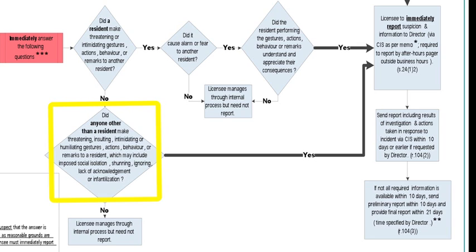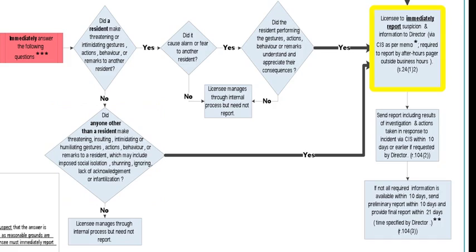If it's anybody else, if it's staff, family, volunteer, anybody other than a resident, did anyone make threatening, insulting, intimidating or humiliating gestures, actions, behavior, or remarks, which may include imposed social isolation, shunning, ignoring, lack of acknowledgement, or infantilization? So you see that the expectation of behavior is, as it should be, higher. Therefore, if it's not a resident doing that, there are no other ifs, ands, or buts about it, and that would be reportable as emotional abuse.